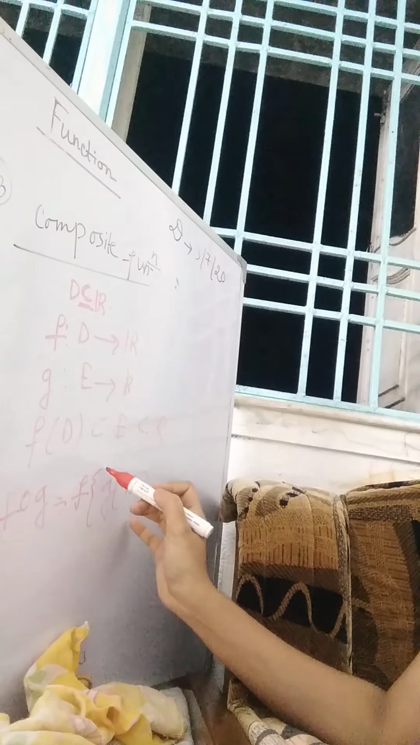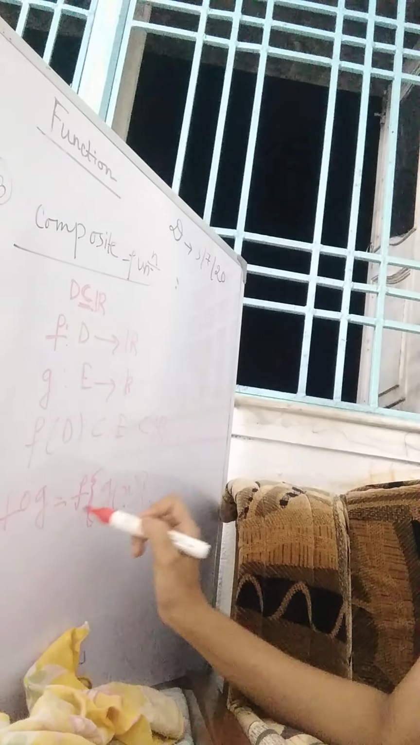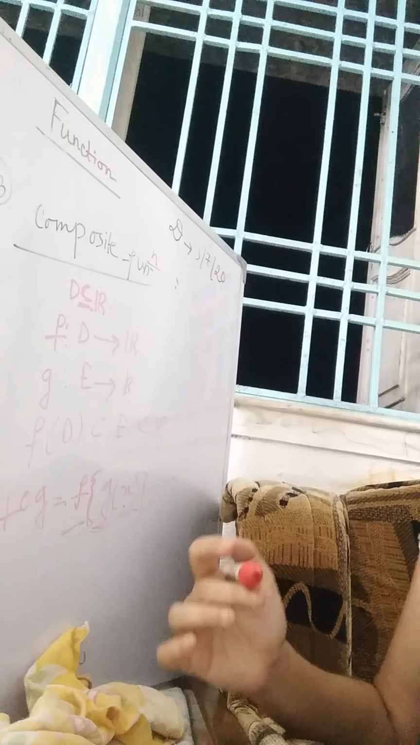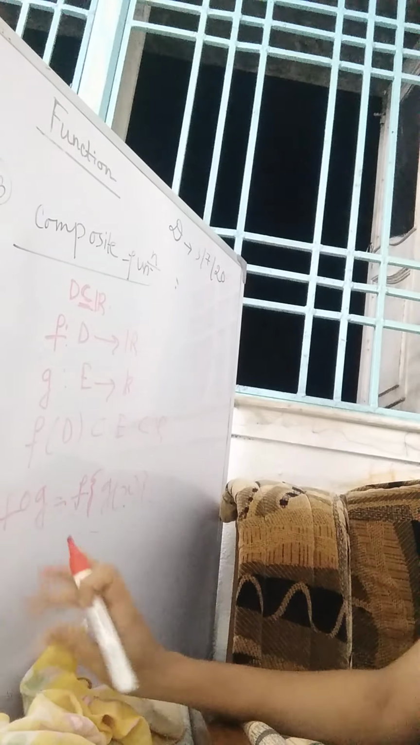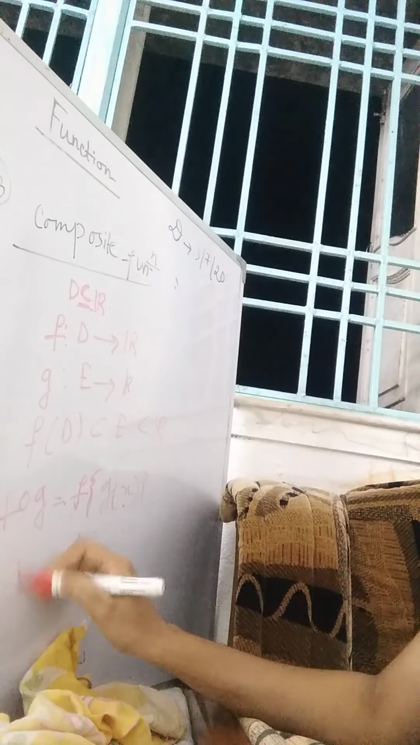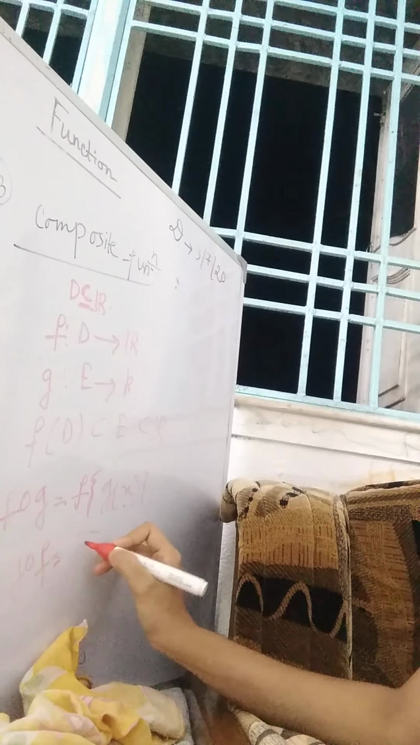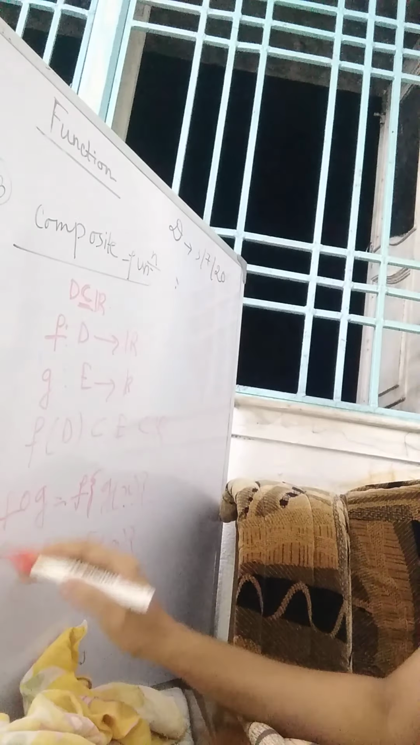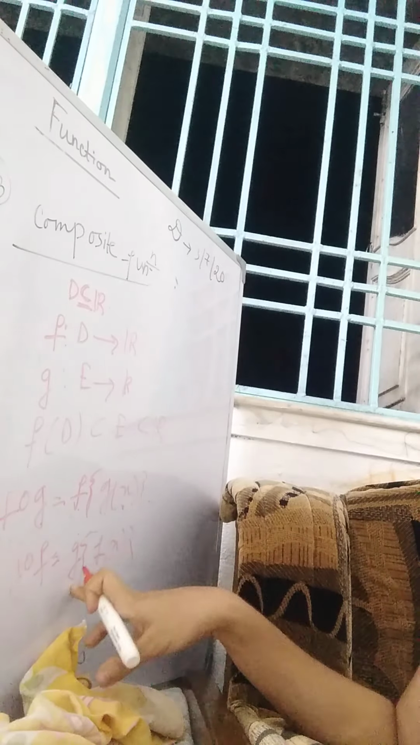That means the domain of the function f is the range of the function g. If both are defined from R to R, then g naught f equals g of f of x. Clear? F naught g is f of g of x and g naught f is g of f of x.